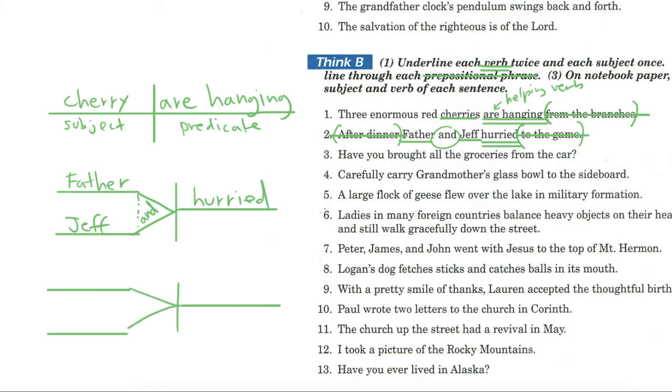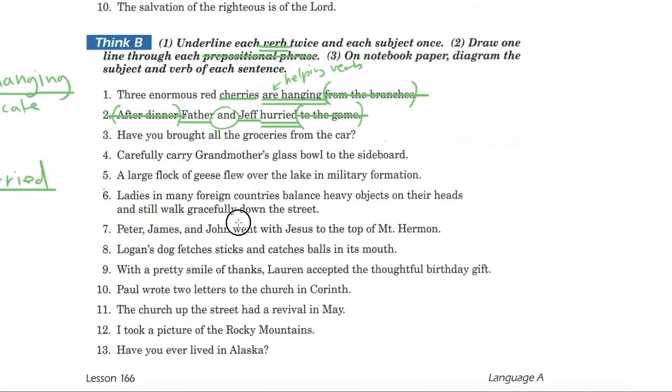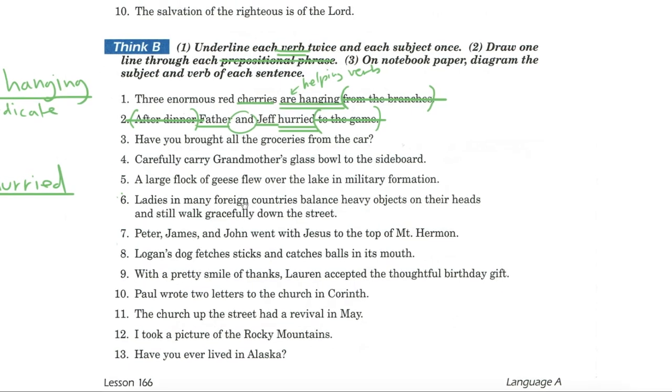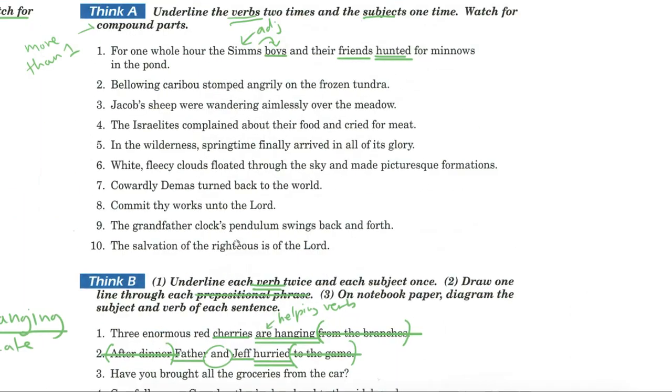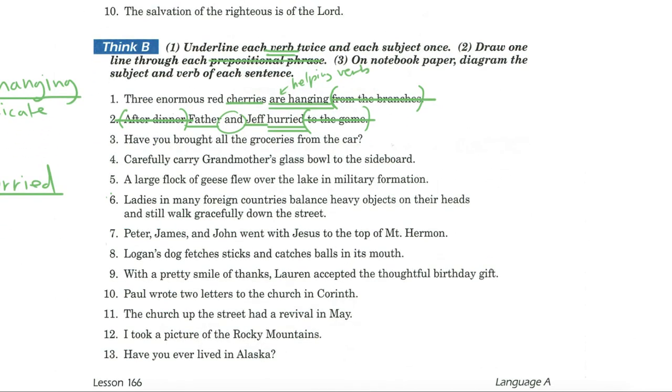Okay, so do that for the rest of Think B all the way up to 13. You will need to do this on a separate paper. You do not have space on the worksheet to do this. All right. So that is it for this page. If you have any questions, you can always ask me. All right. Take care.